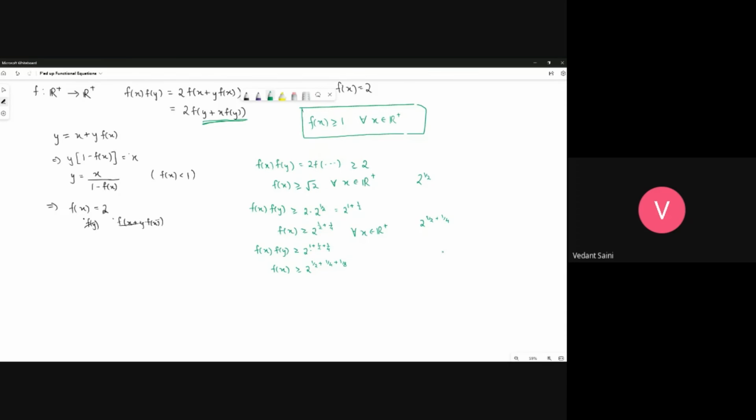So, do people see where this is going? By induction, we can prove f of x greater equal to 2 to the 1 half plus 1 fourth plus so on, 1 over 2 to the i, for all x in positive reals, for all i in natural numbers. You can easily formalize this, but due to lack of time, I'll be leaving that part to you.